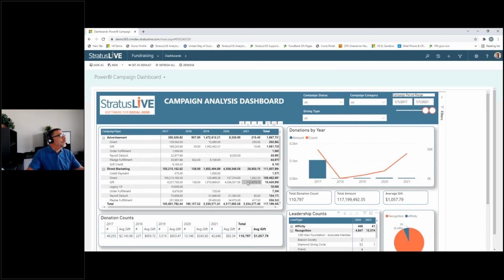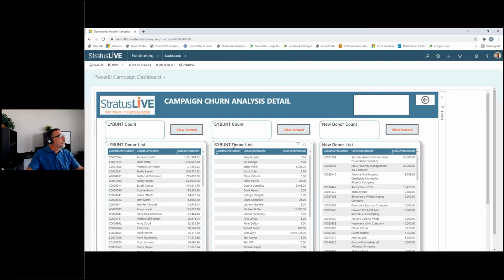So if I want to look at who gave in 20 and didn't give in 21, there are ways that I could run queries and do things like that in the system, but I can just come up here to my 21, right click on it. I have a little drill through to churn. So this right away gives me a new report.